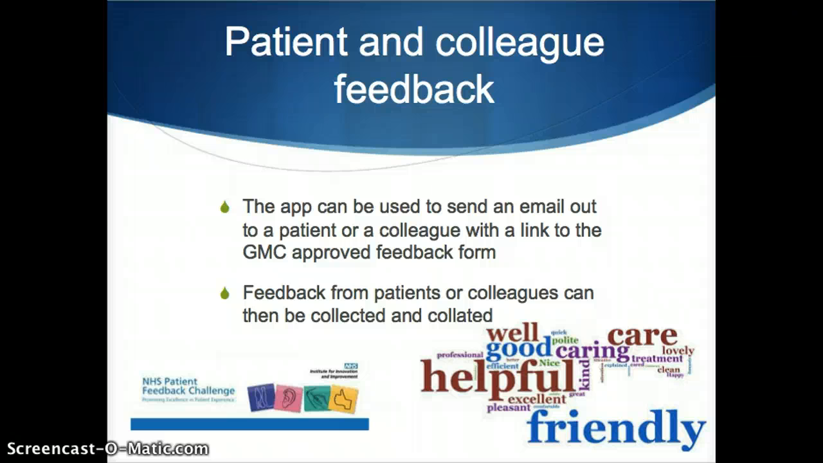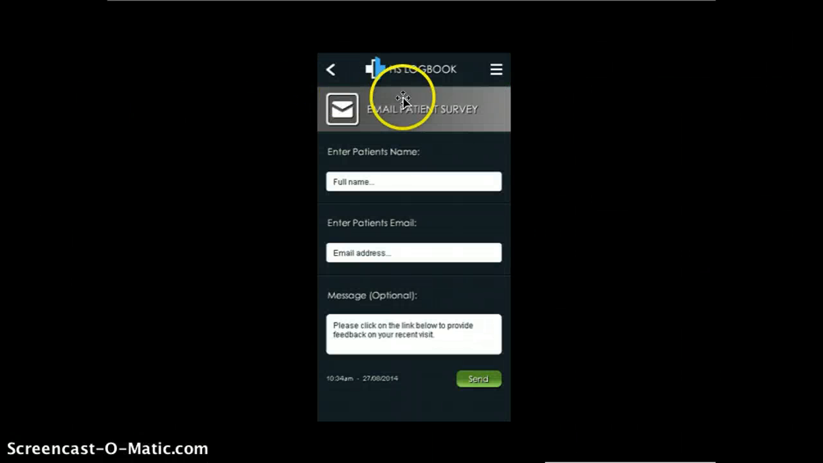So the feedback form is basically the same as the one that is on the GMC website, so it's a GMC validated form. This is an example of what it looks like. You type in the patient's name here and the patient's email, and you then send them an email with a message inviting them to complete the form. So you can use it to collect patient and colleague feedback for purposes of appraisal and revalidation.